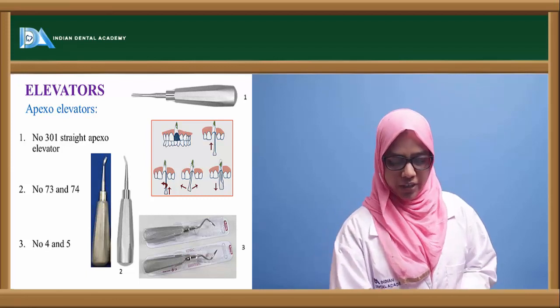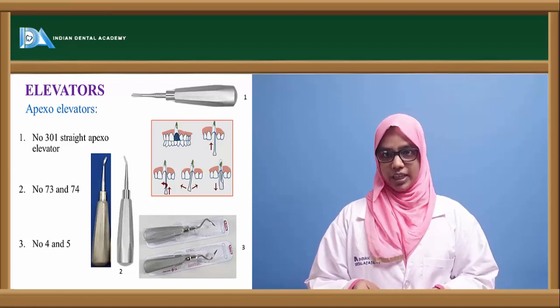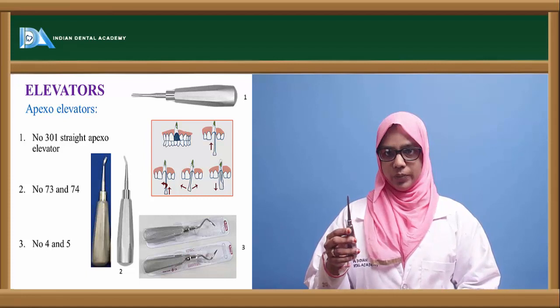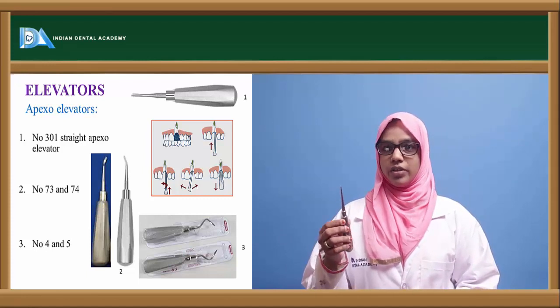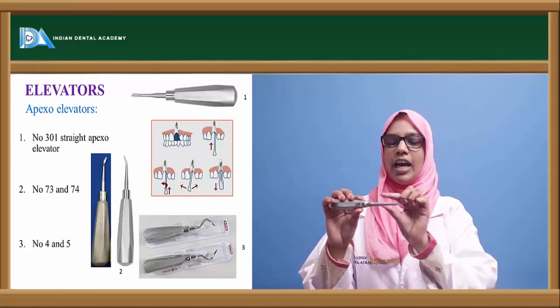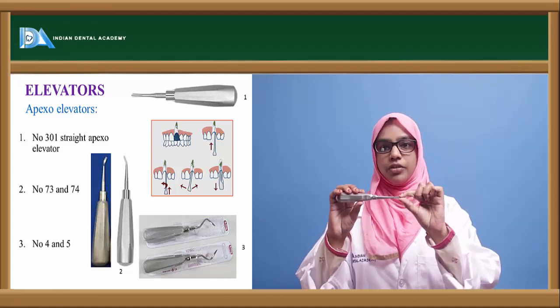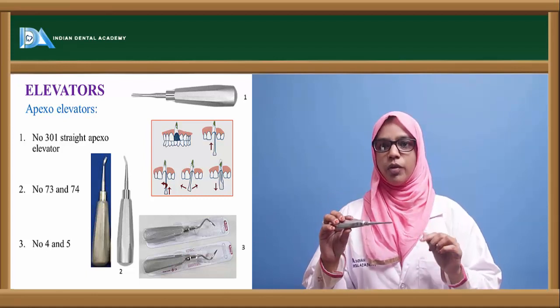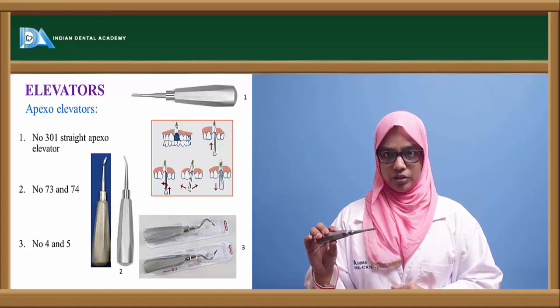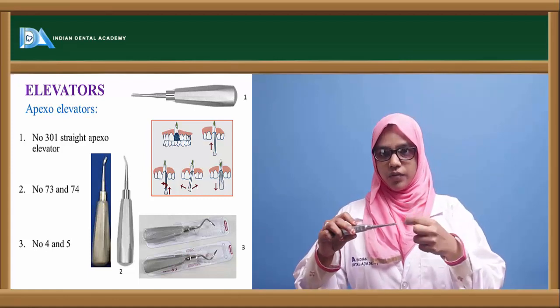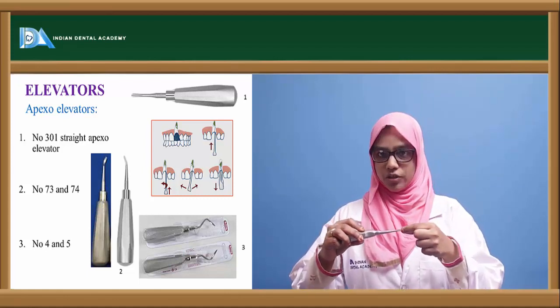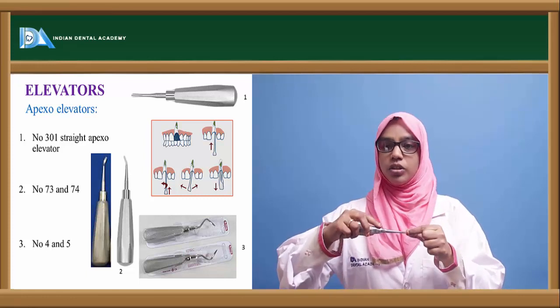The next elevator is the apexo elevator. Now the apexo elevator can be of three types. One is the straight apexo elevator. This straight apexo elevator has a handle, a shank and a blade. It is used to remove root pieces from the maxillary premolar canine region. This concave surface might be smooth or have serrations. This is used along the mesial surface.